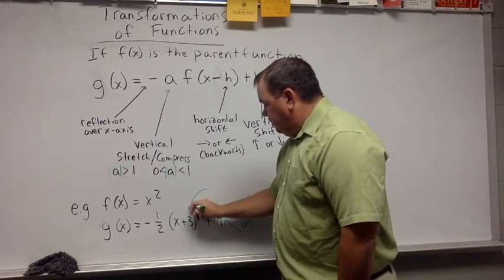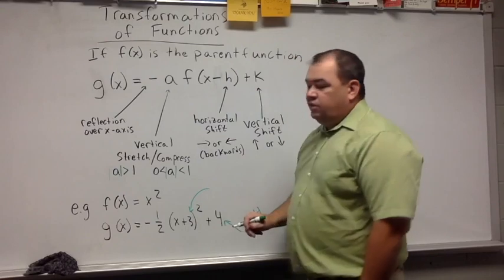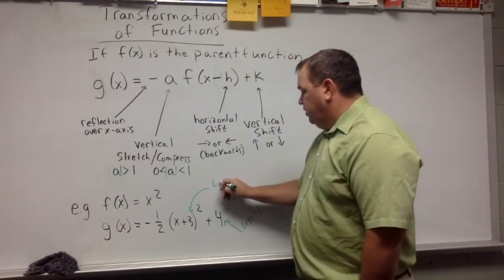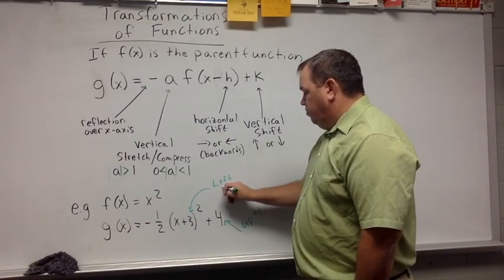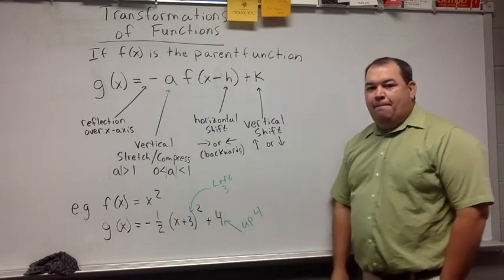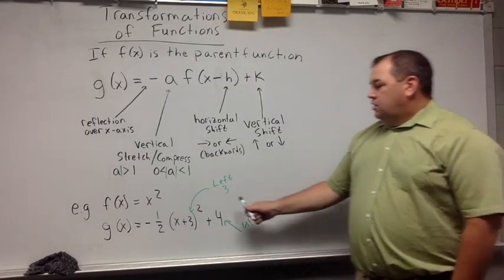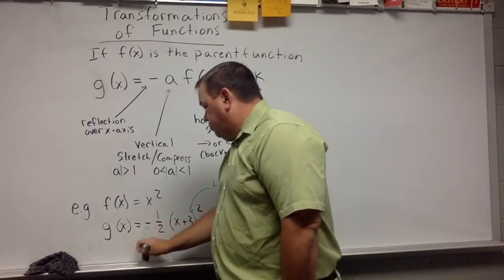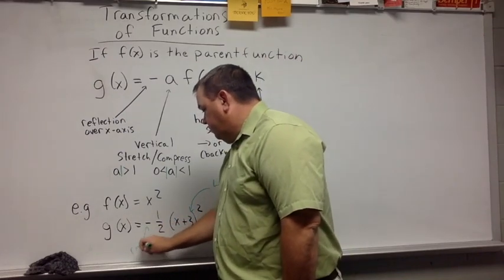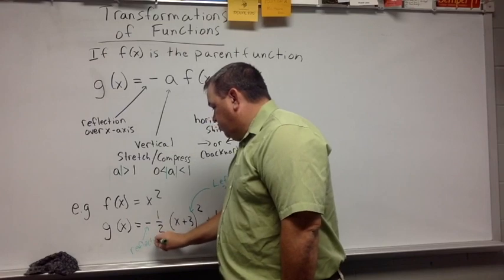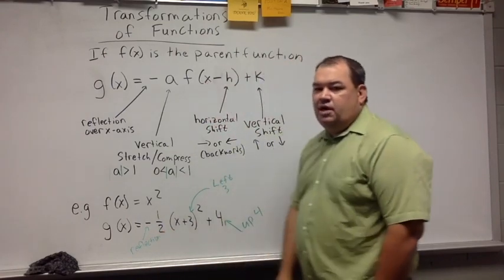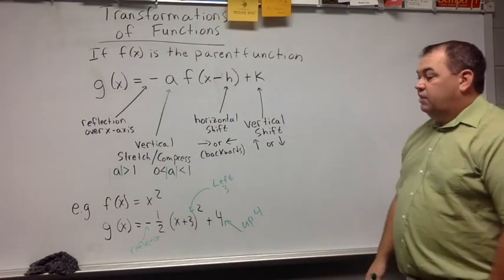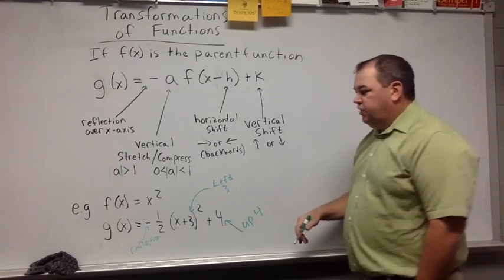In this parenthesis, they have done a horizontal shift. They have actually moved it left 3. Remember, things in parentheses are backwards. The sign in front is telling me this has been reflected. So instead of this quadratic pointing up, it is now pointing down. That negative tells me my quadratic has been reflected.